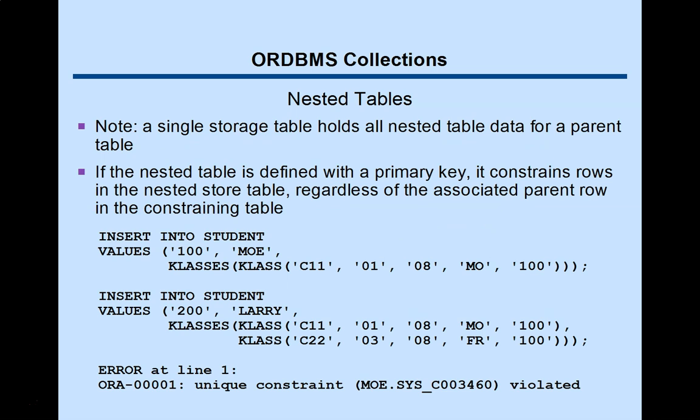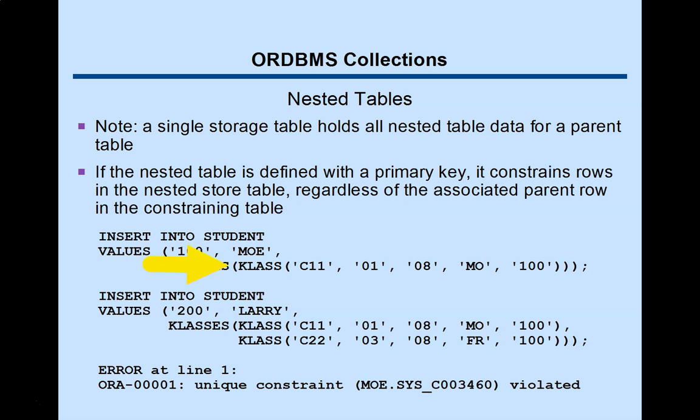We note that a single storage table holds all the nested data for its parent table. So if the nested table is defined with a primary key, this will impose a constraint on what can be placed within this nested store table, regardless of the association with the parent row within the constraining table. So if we define the nested table as having a primary key, and we insert this first row for Mo, that will be successful.